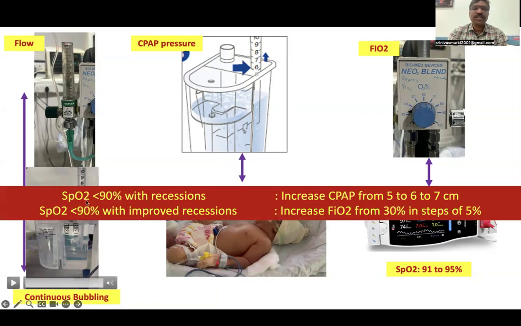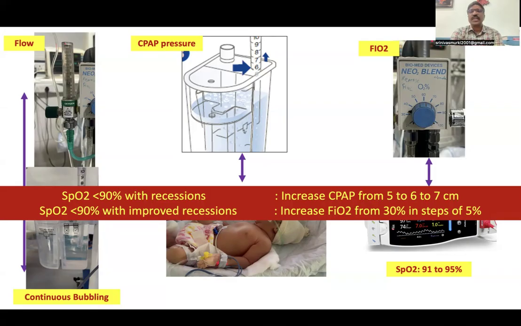So if your saturations are less than 90% and the baby has retractions, you keep increasing the CPAP pressure from 5 to 6, 6 to 7. So you keep the lung open. How do you know your lung is open? By looking at retractions. If the retractions are minimal or not there, or your SA score is less than 3, you know that the lung is well open and your pressure is adequate. So if there is hypoxia and retractions, you keep increasing the CPAP pressure from 5 to 6, 6 to 7 before going up on the oxygen.